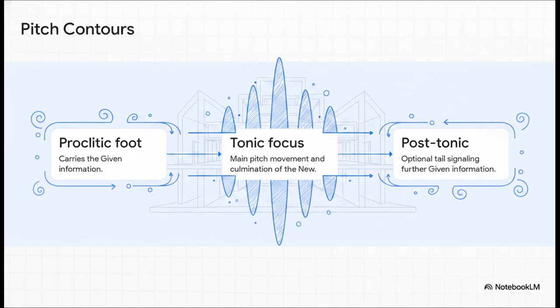In actual speech, this translates directly into a pitch contour. Step 1 is the proclitic foot, and that carries the given information. Step 2 is the tonic prominence. This is the main pitch movement that marks the culmination of the new. It's the absolute focus of the utterance. And then step 3 is an optional post-tonic tail that signals further given data. The entire temporal flow of spoken language naturally, almost physically, builds right to this energetic spike.